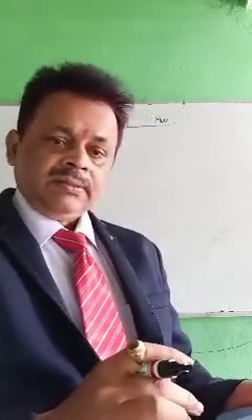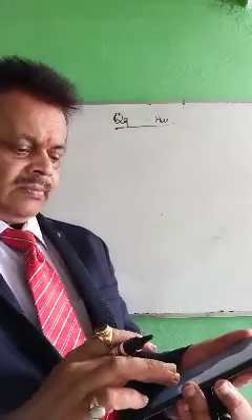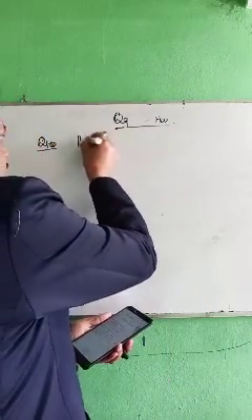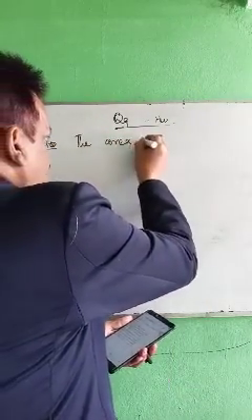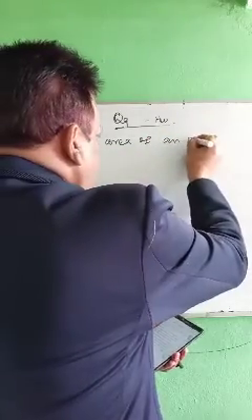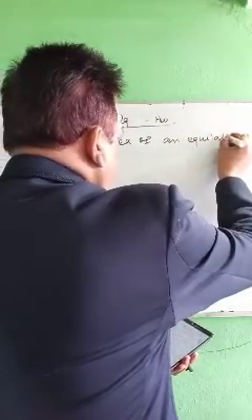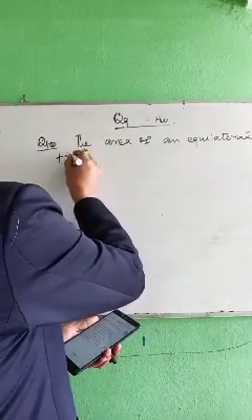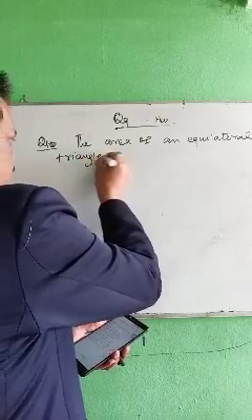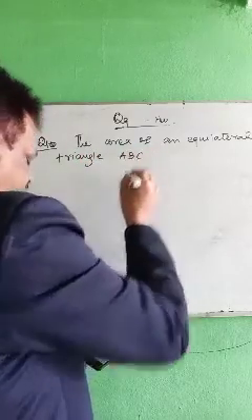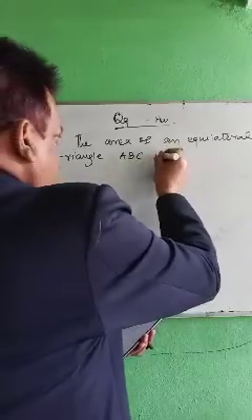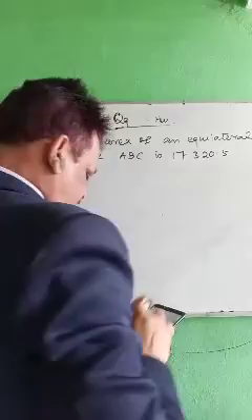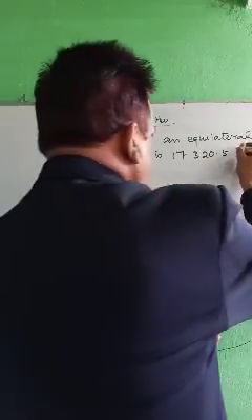Question number 10. The area of an equilateral triangle ABC is 17320.5 centimeter square.